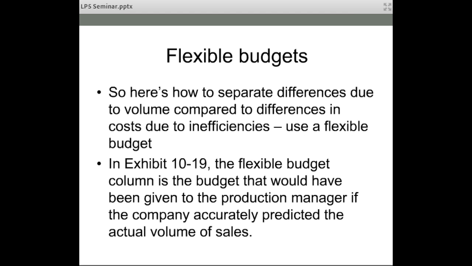So here's how to separate differences due to volume compared to differences in cost due to inefficiencies. All you have to do is use a flexible budget. In Exhibit 1019, the flexible budget column is the budget that would have been given to the production manager if the company accurately predicted the actual volume of sales.